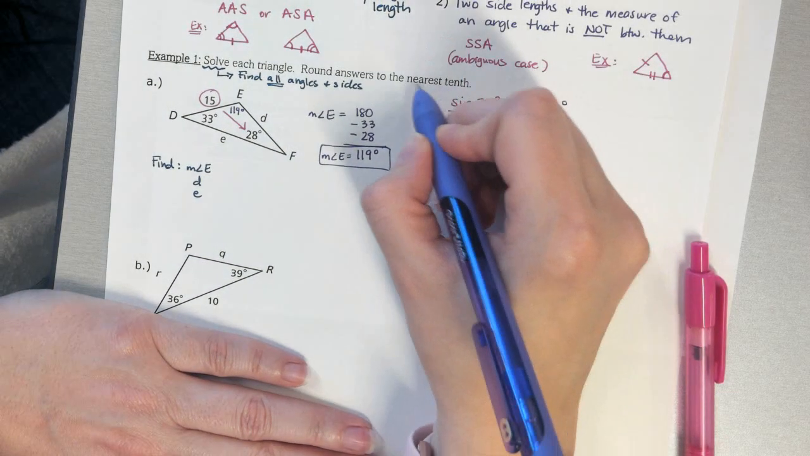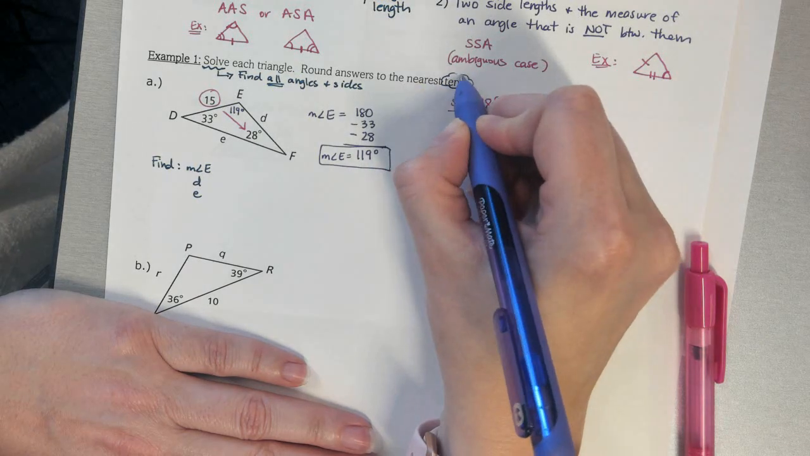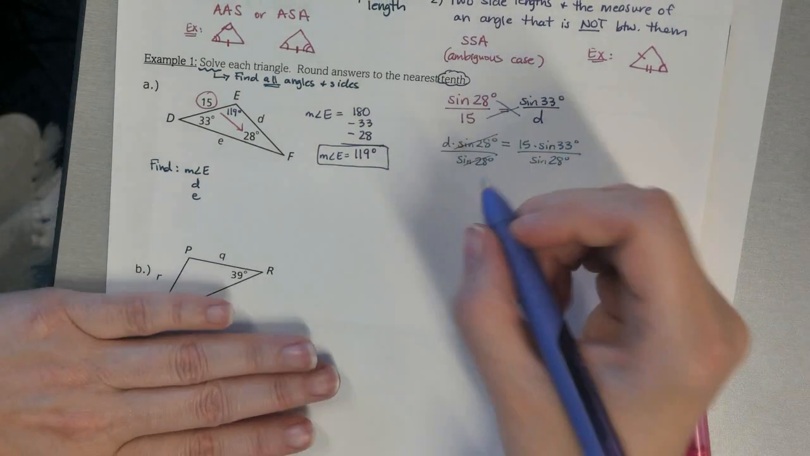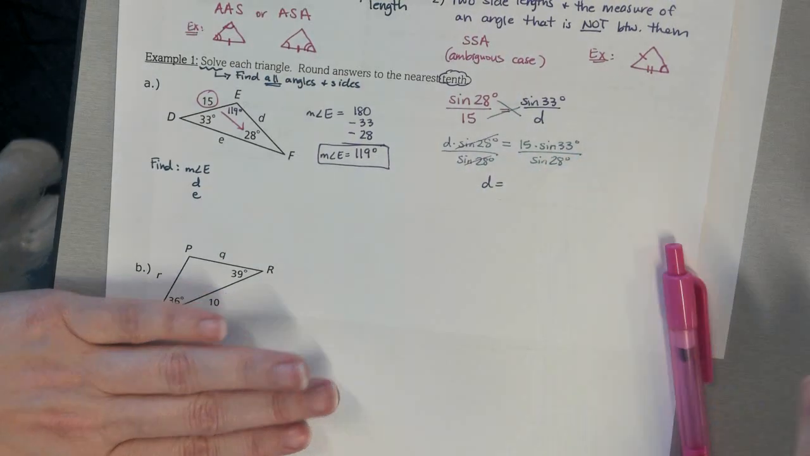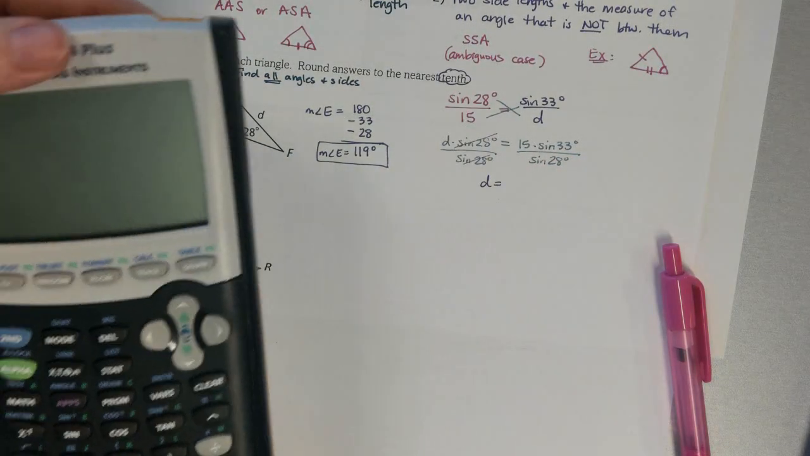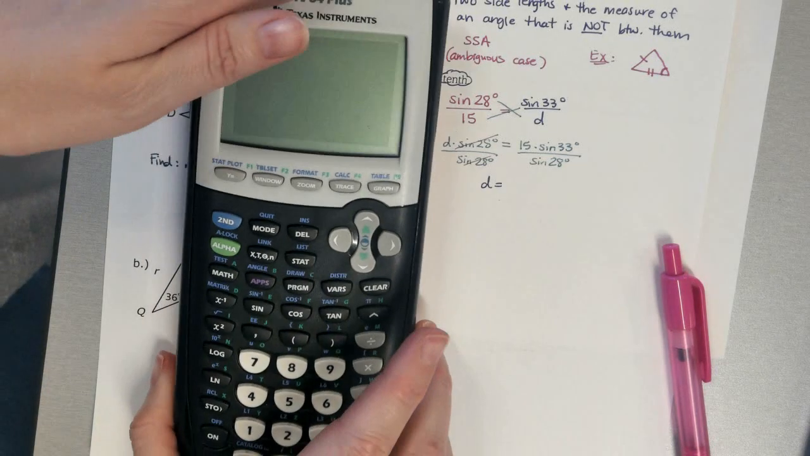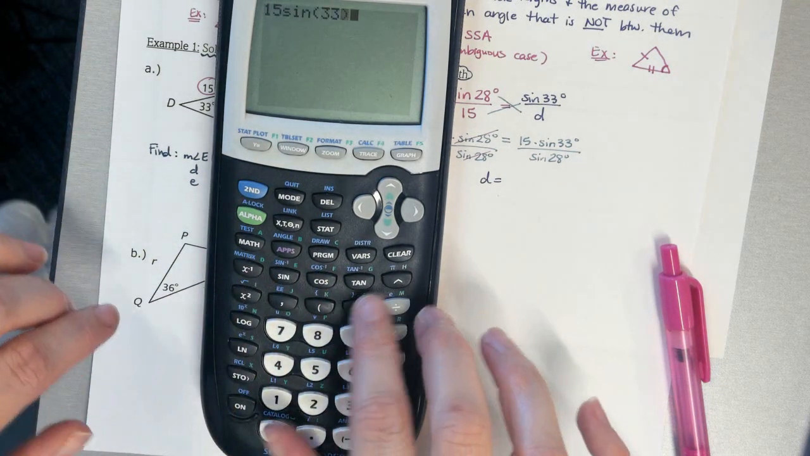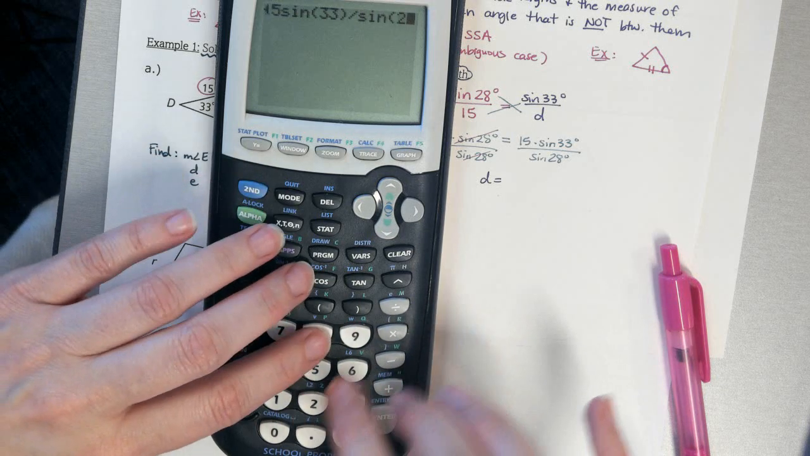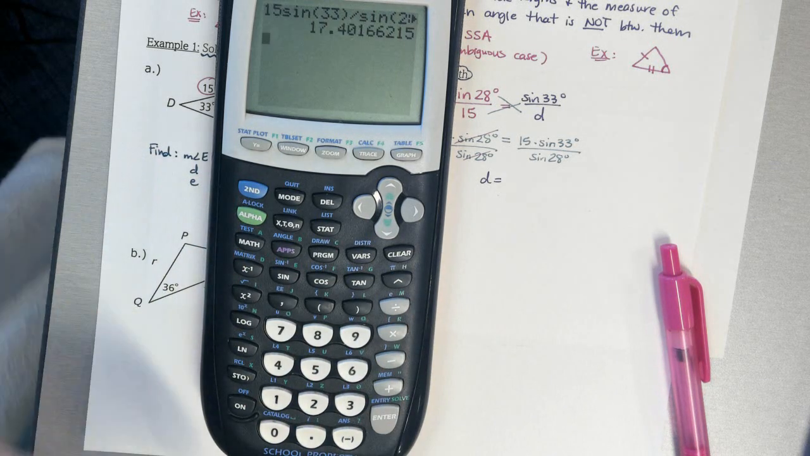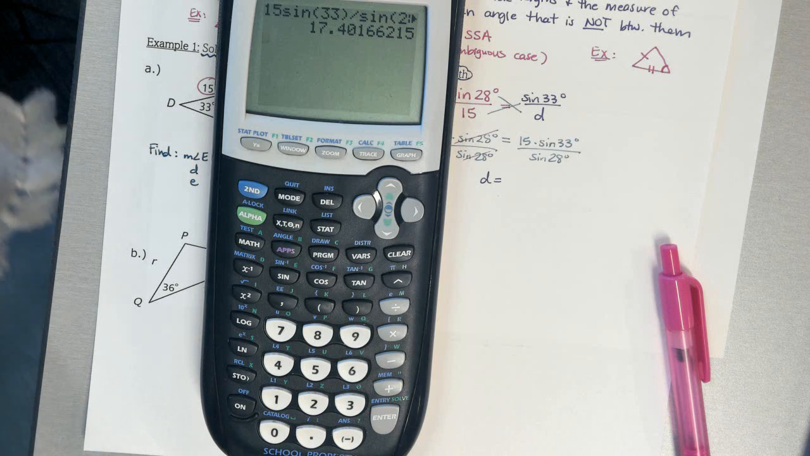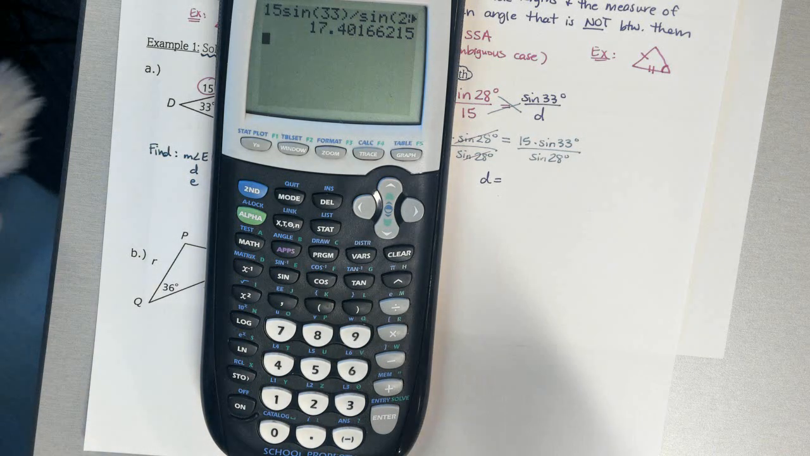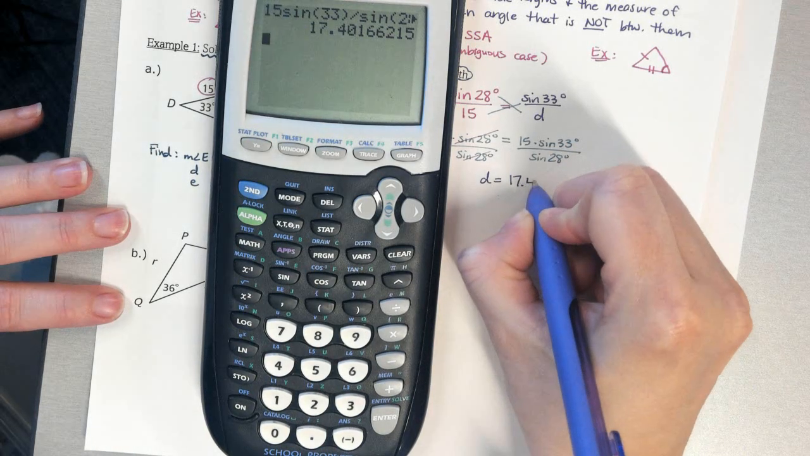And this says we're going to round answers to the nearest tenth. How many places after the decimal is the nearest tenth? 1. Alright, so let's put this in our calculator. So 15 sine of 33 divided by the sine of 28. Okay, so if I'm rounding that to the nearest tenth, I'm going to get 17.4.